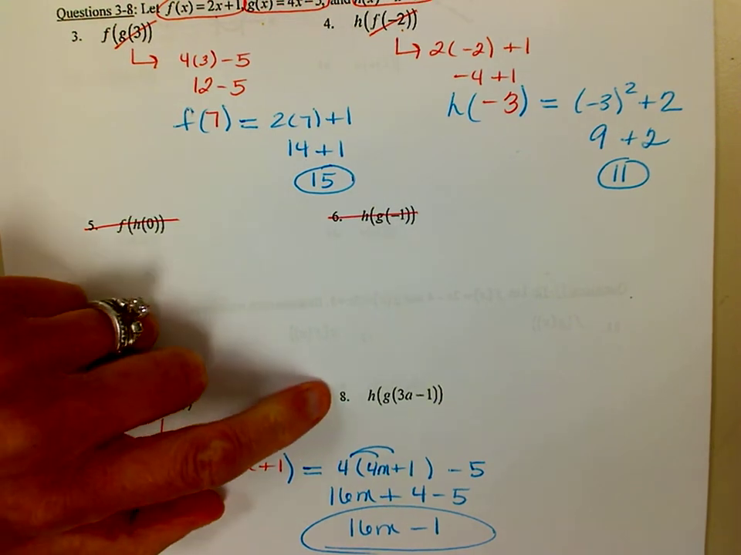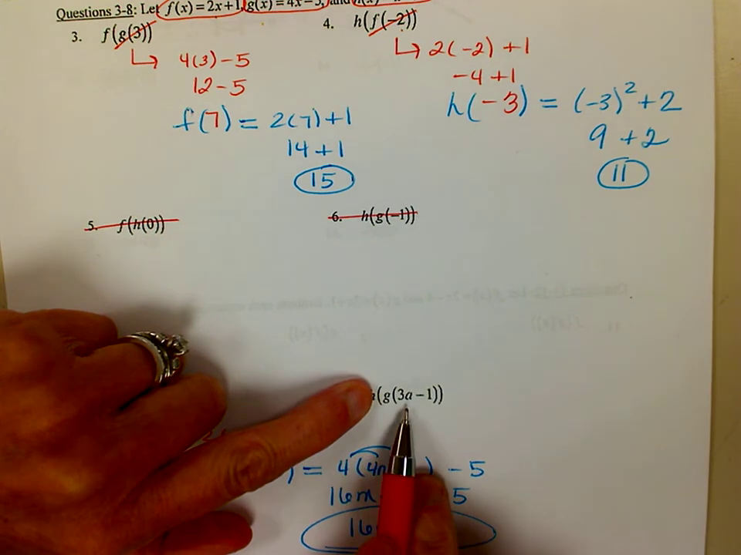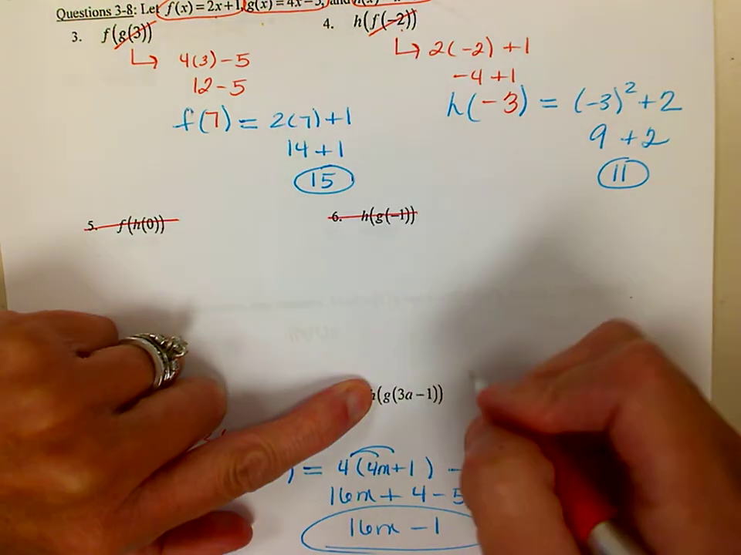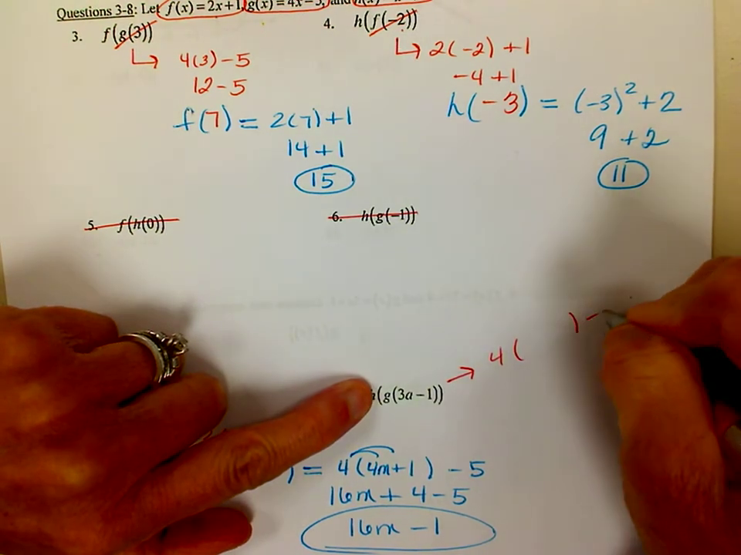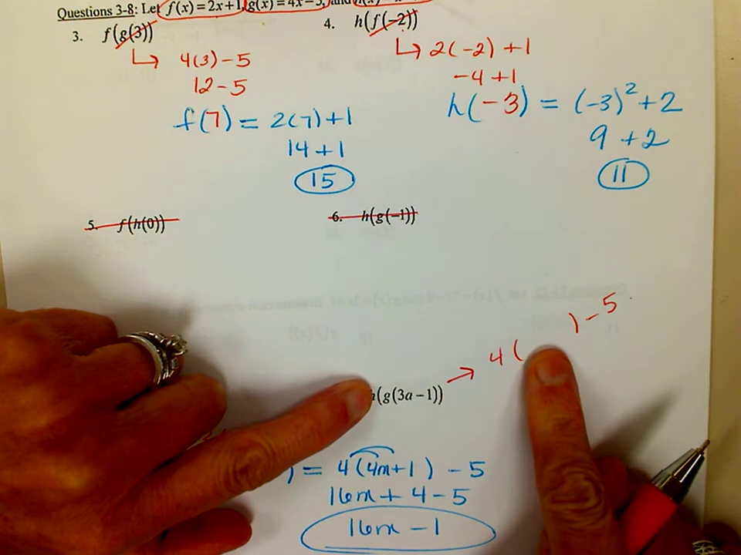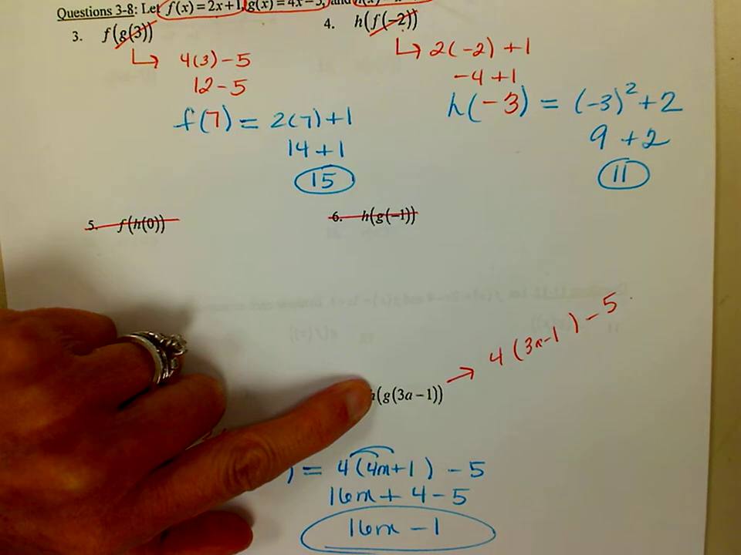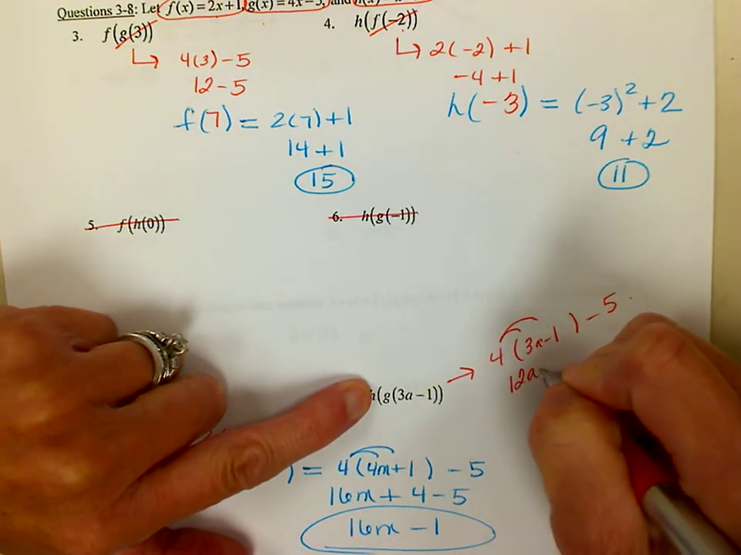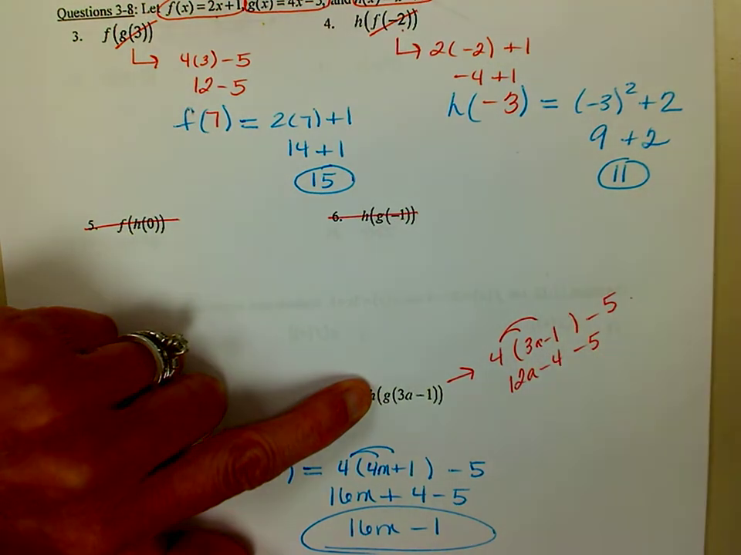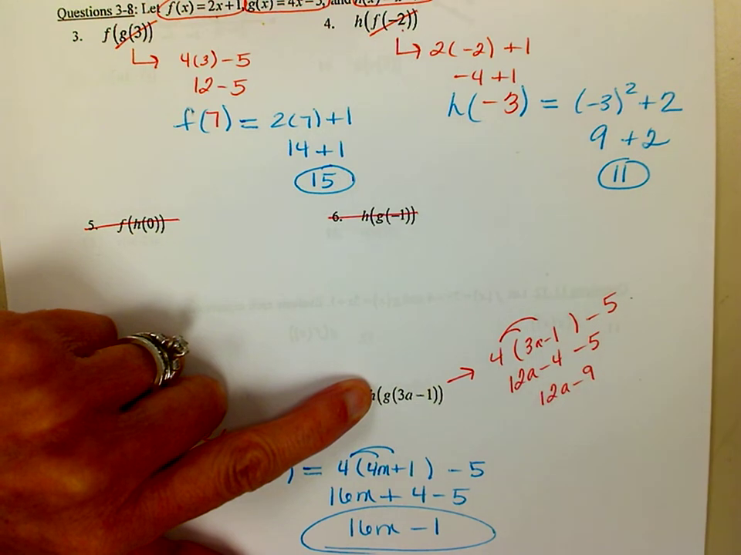Okay, number 8. So first I have to do g of 3a minus 1. So I'm going to put 3a minus 1 in for this x. So let's see, it's 4 times x minus 5. So right in here, I'm going to put 3a minus 1. Okay, I'm going to distribute the 4. That gives me 12a minus 4 minus 5. Combine like terms, I get 12a minus 9. So that's what that becomes.